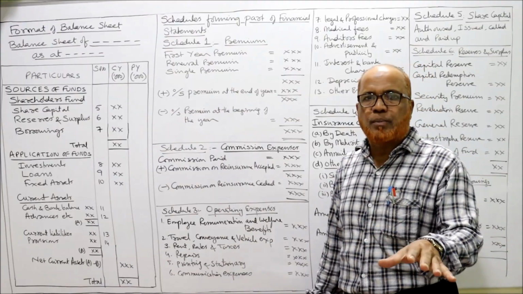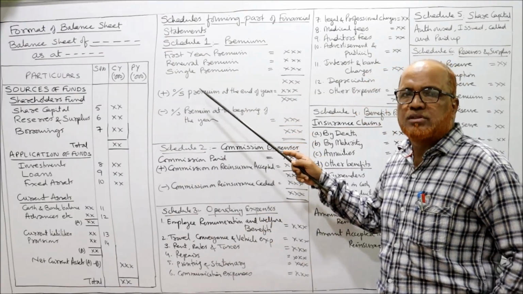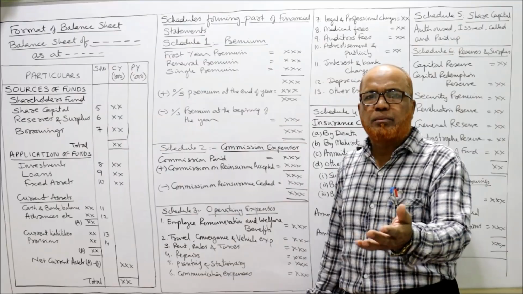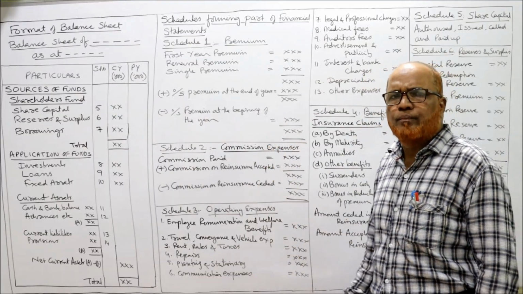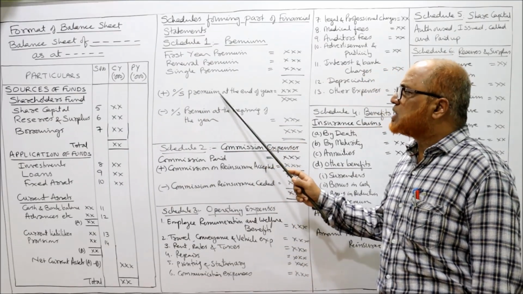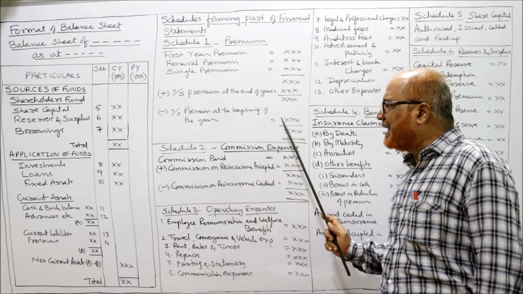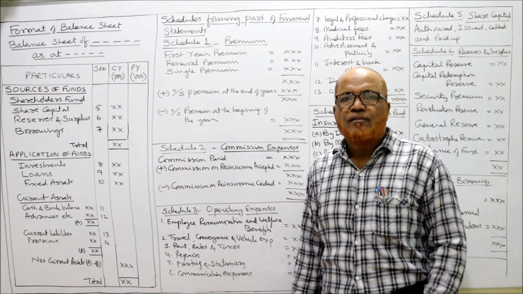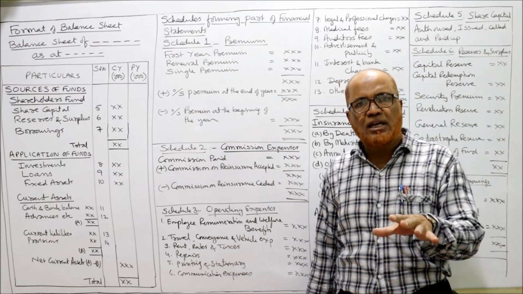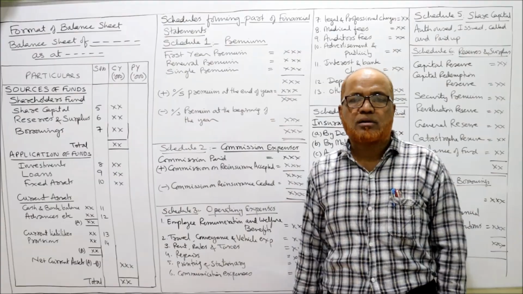If a breakup is given in the problem, we have to write all the different premiums. If nothing is given and only premium is given, we will take the premium directly. To this, we add outstanding premium at the end of the year minus outstanding premium at the beginning of the year. We have to take the current year's income, whether received or not.